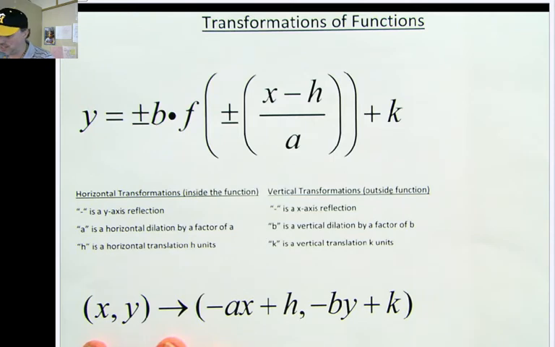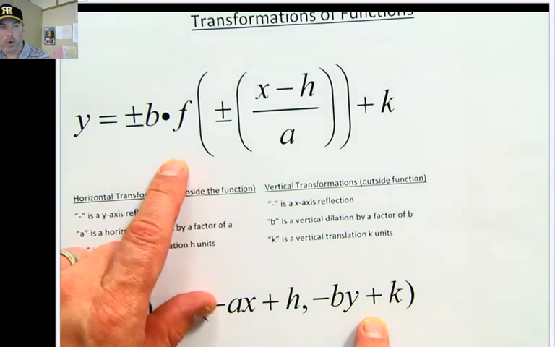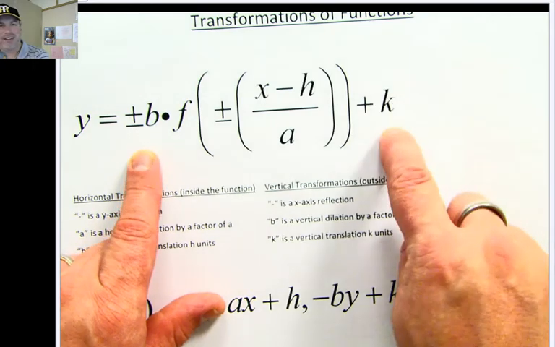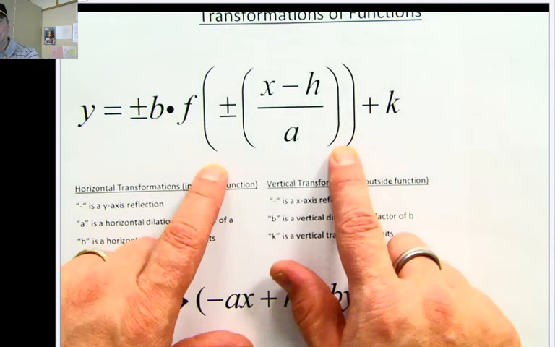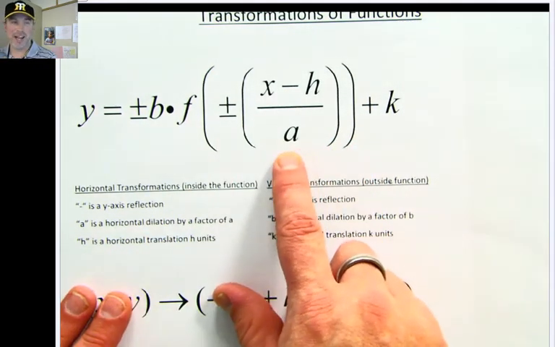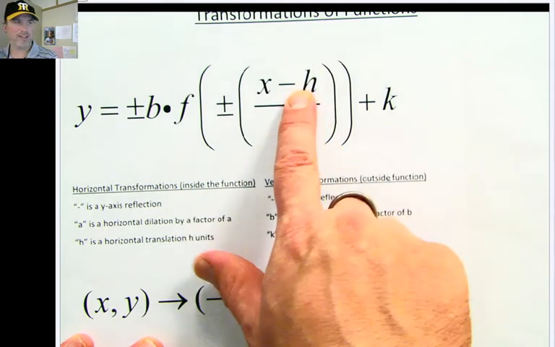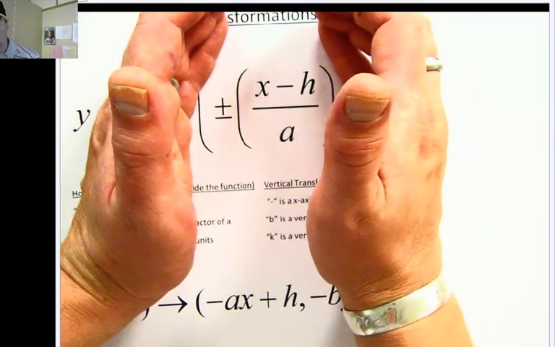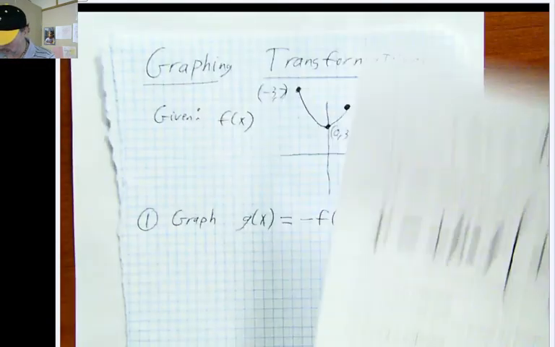And I mentioned it the last several days, but inside the function you do the opposite, outside the function you do exactly as it reads. As far as the y-coordinate goes, you're multiplying the function by the b, so you're multiplying the y-coordinates by the b. You're adding k to the function, so you're adding k to the y-coordinates. Whereas x stuff that's inside, you do the exact opposite. Because it says divided by a, the opposite of dividing by a is multiplying by a. The opposite of subtracting an h value would be adding an h value. So inside the equation, as far as what you do to the coordinates, opposite. And I'm going to be referring to this a lot over the next several days.